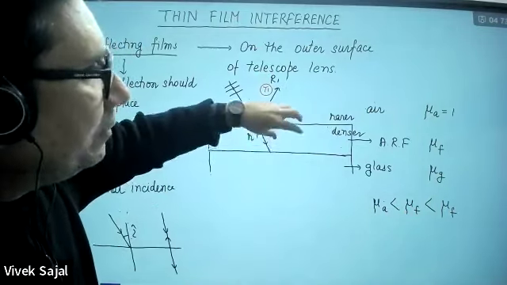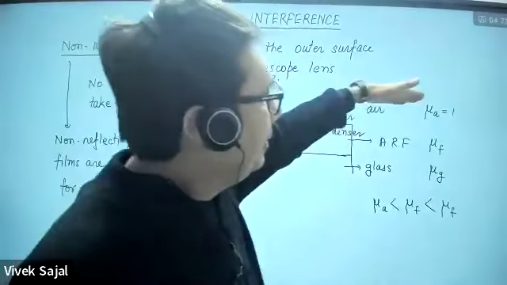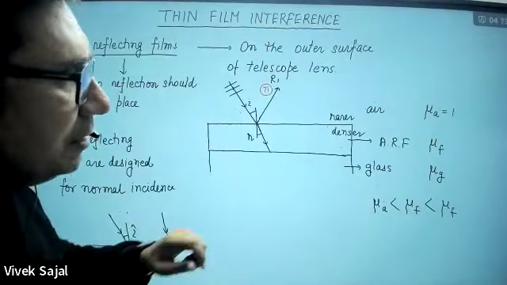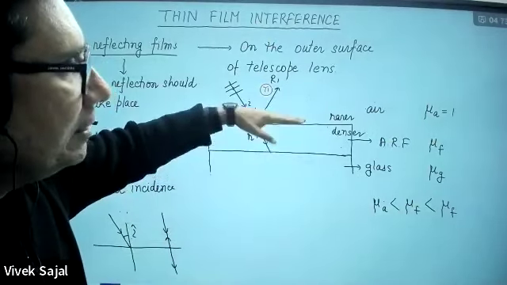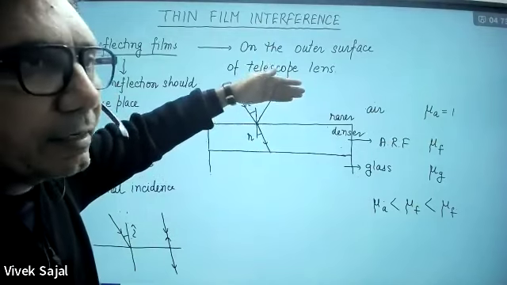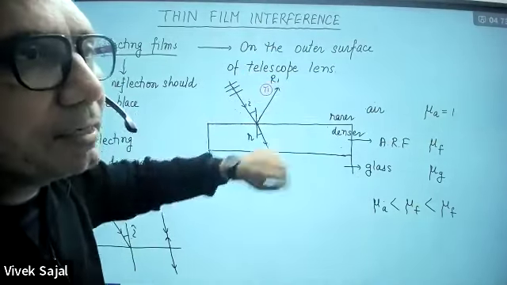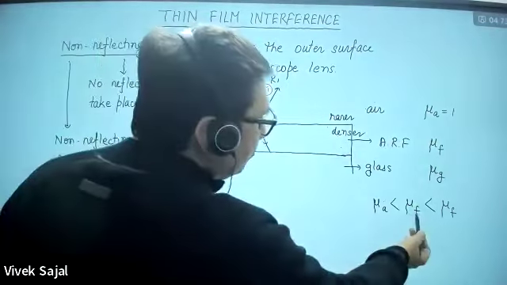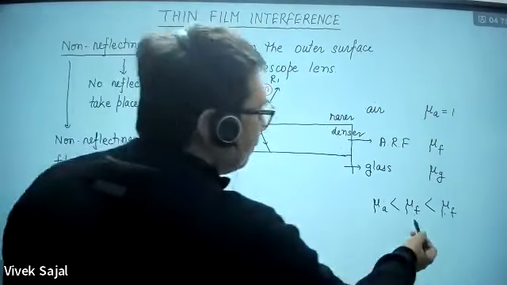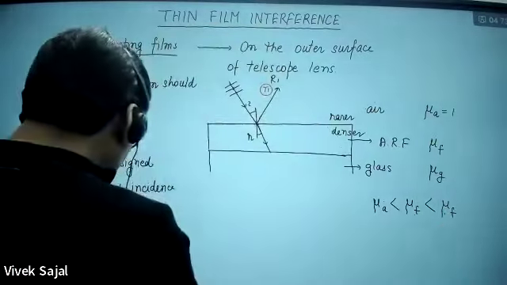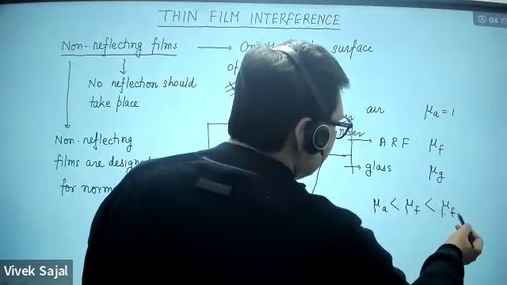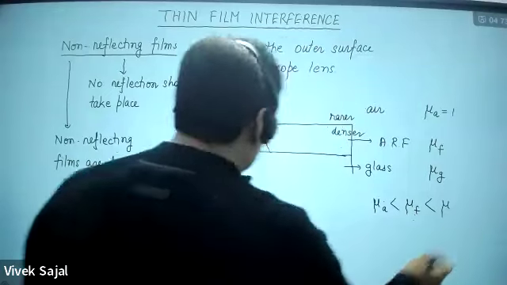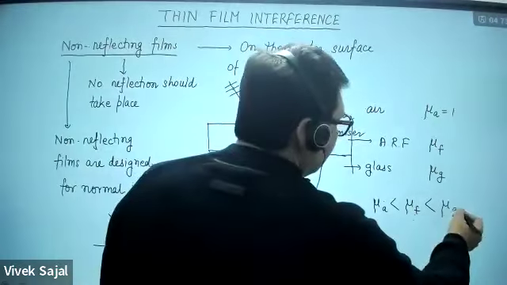So the refractive index of the film should be in between air and mu G. It will be sandwiched between these two mediums, and its refractive index should be greater than the refractive index of the first medium but less than the refractive index of the third medium. Here, this mu F is less than mu G. This is mu G here.